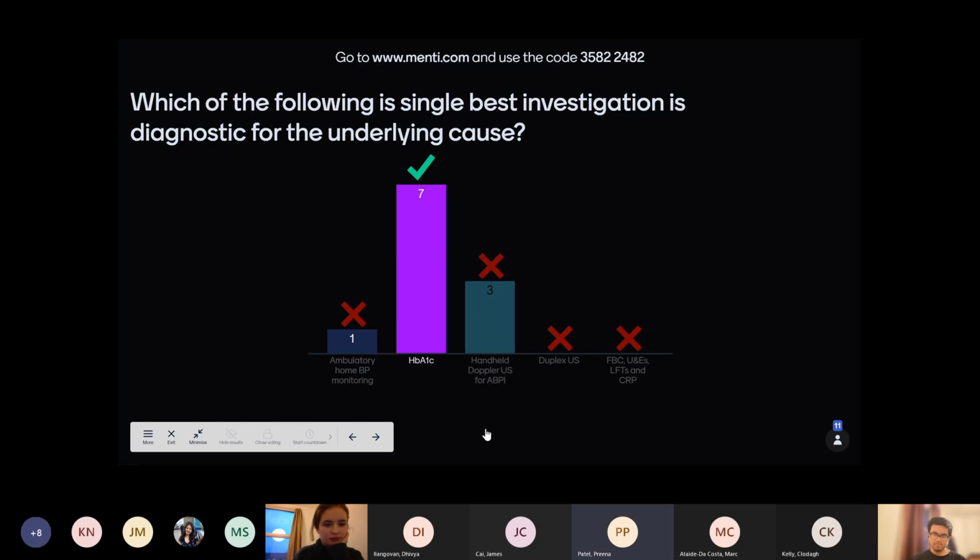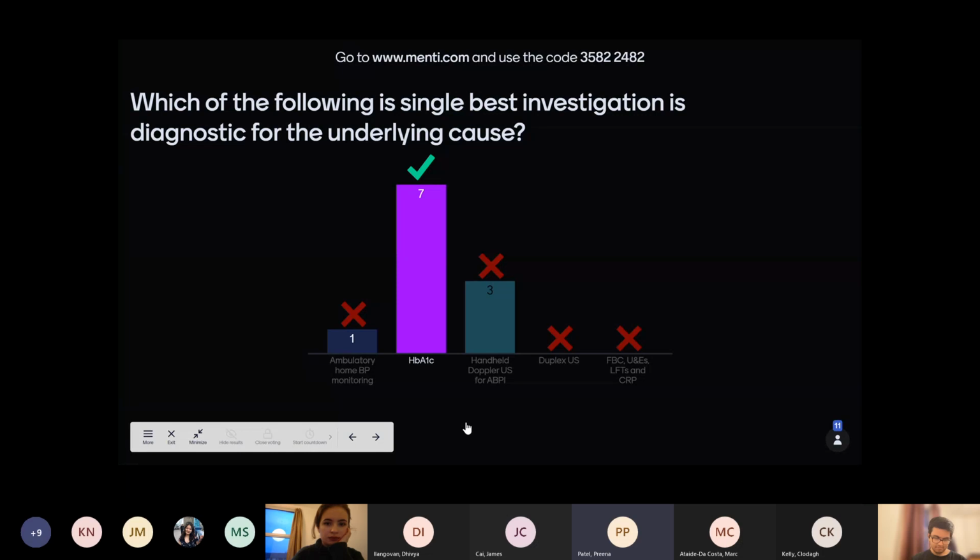So in the photo, which we can't see, the ulcer was a neuropathic one. It was on the base of their foot. The most common cause of that, which I wanted you to pick up, was diabetes, and hence the investigation you'd want to do to check that is an HbA1c.